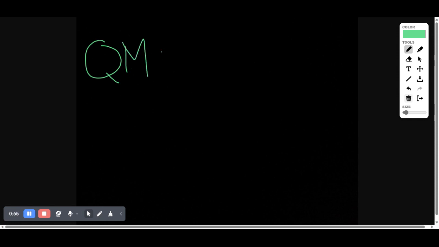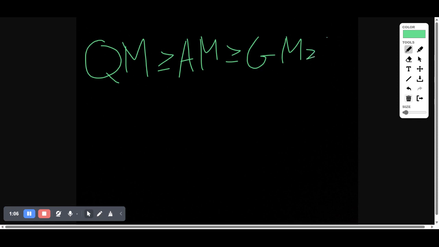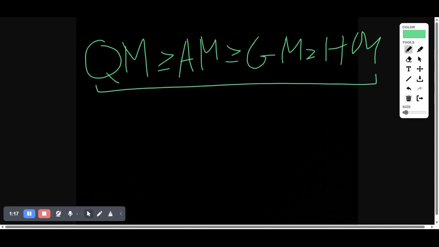Well, it's important to know some things also called means. I'm sure you've all heard of averages, right? Averages, kind of synonymous with means, right? But not exactly. There are different types of means, and this QM, AM, GM, HM inequality, which may seem intimidating at first, is really just an inequality. We have lots of relations here. The QM is greater than or equal to AM, which is greater than or equal to GM, which is greater than or equal to HM. How about we break down each of these individually?